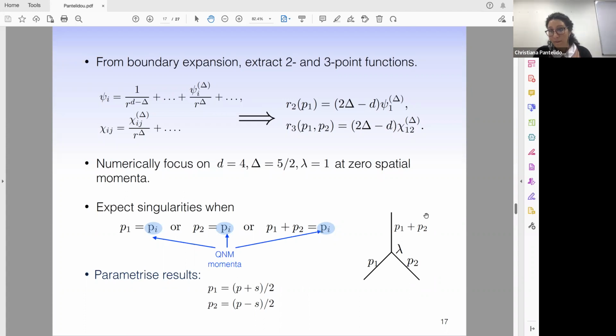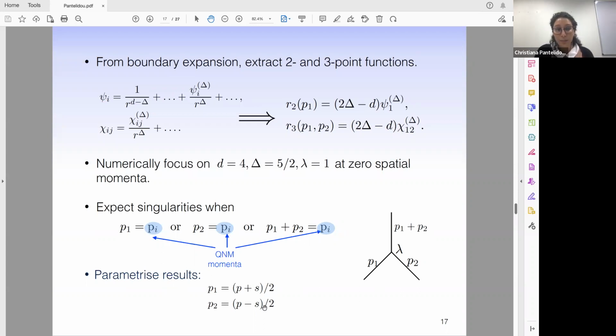So we expect to have singularities in our 3-point function when at least one of these legs corresponds to a quasi-normal mode. So we can have single poles when one of the 3 is equal to a quasi-normal mode. We can have double poles when 2 of them are equal to quasi-normal modes. Or in principle, if the kinematics of the theory allow, we can even have triple poles when all 3 legs are quasi-normal modes. Okay, so this is what we expect to see.